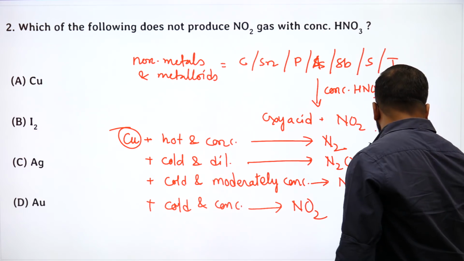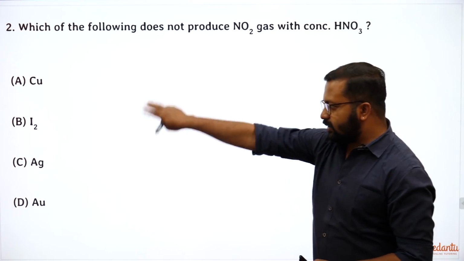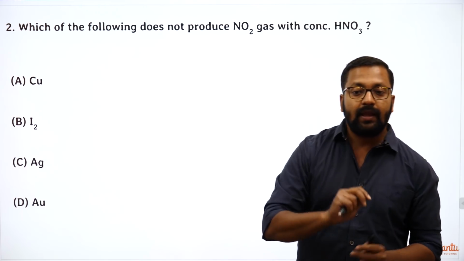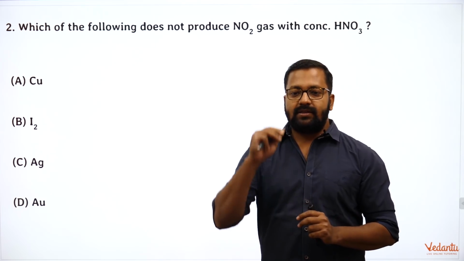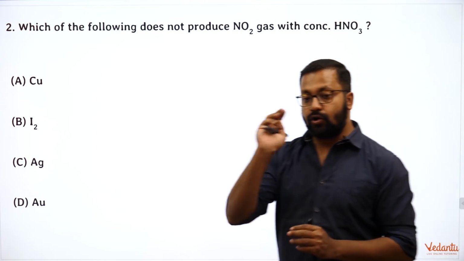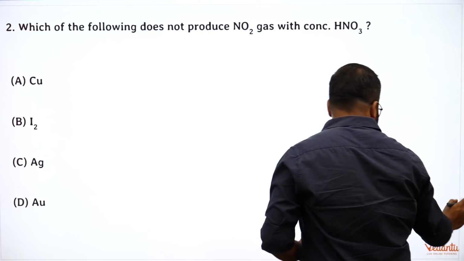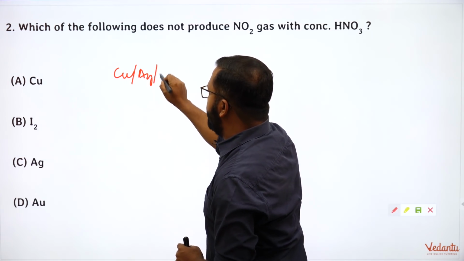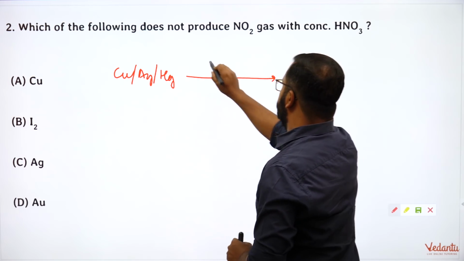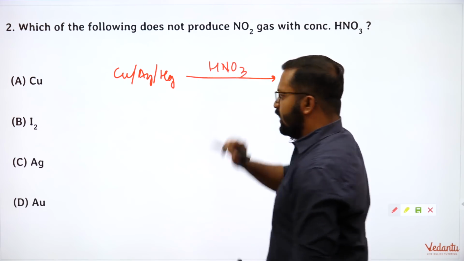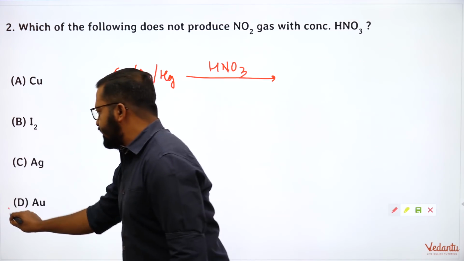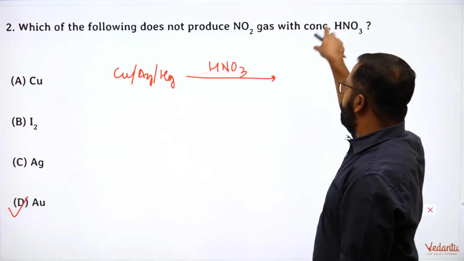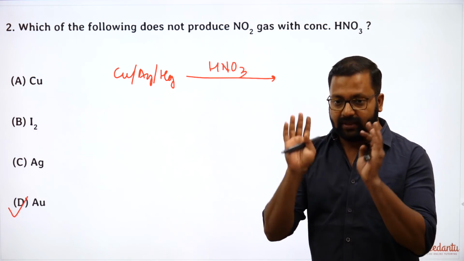Okay, so let's look at the other entities: Ag, Au. Three metals coming below hydrogen in the activity series are copper, Ag and Hg, and they react with HNO3. The right answer obviously is D, which was answered by a number of people, that Au will not react to produce NO2. Au does not react with HNO3.